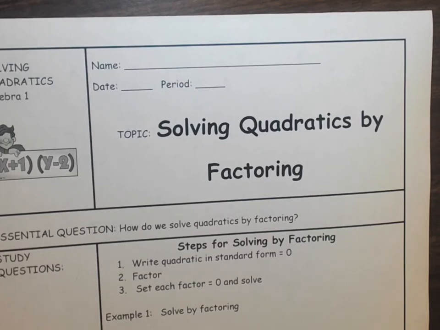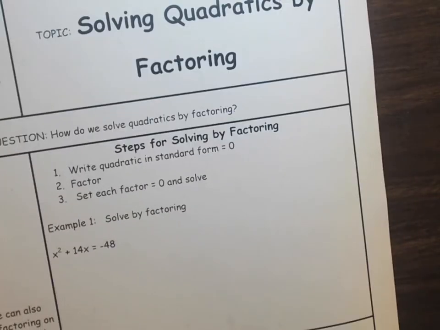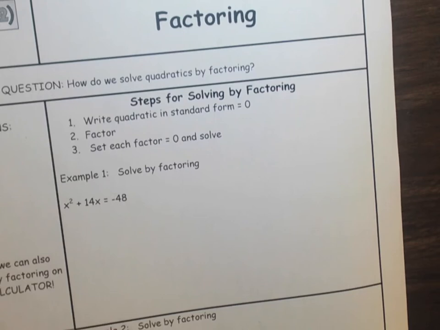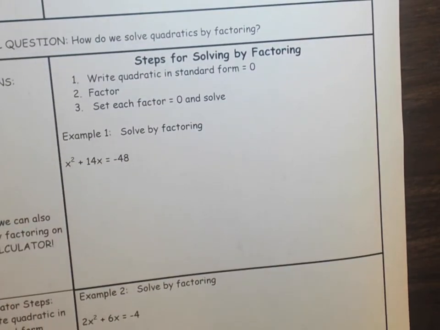And I give you the steps. Steps for solving by factoring. Write the quadratic in standard form and set it equal to 0. Then we're going to factor. And then you have to take each of your factors and set them equal to 0 and solve. Sounds like a lot, and it is. So I'm going to go through example 1 step by step, showing you how to solve by factoring by hand.